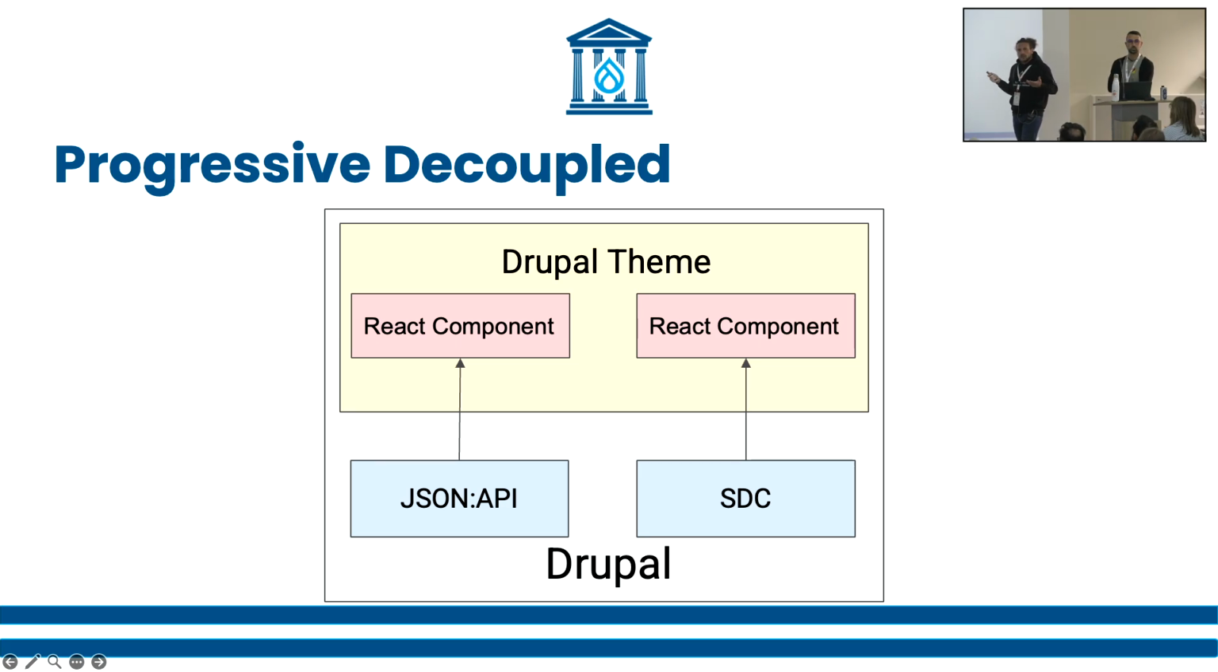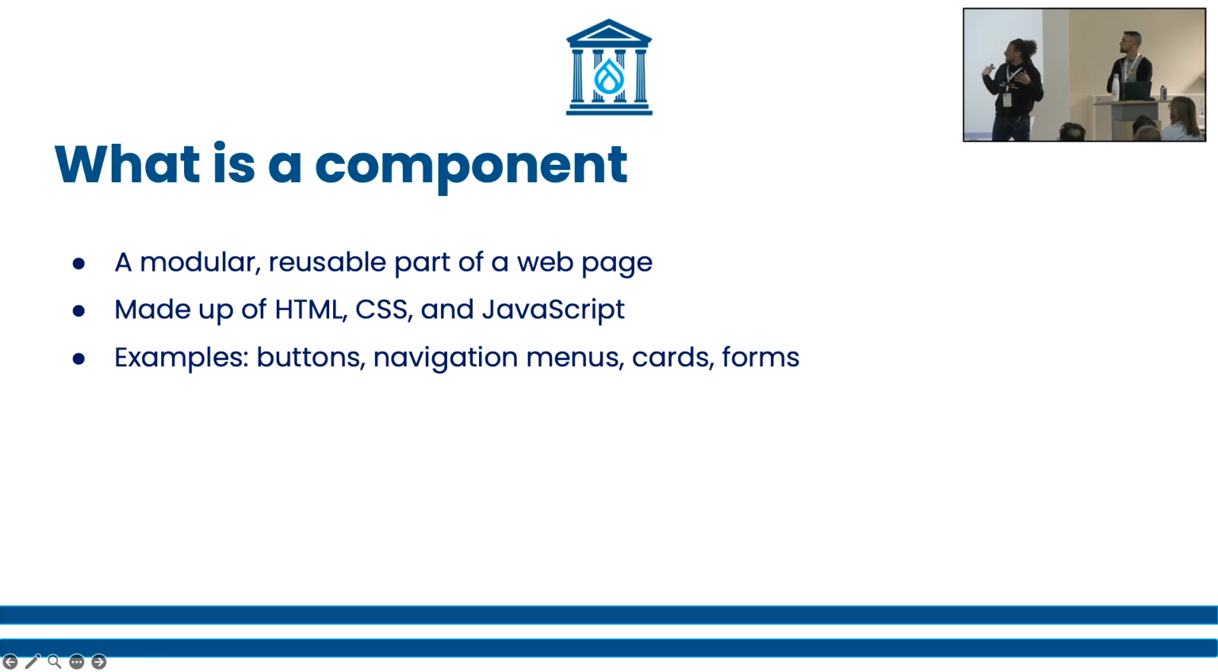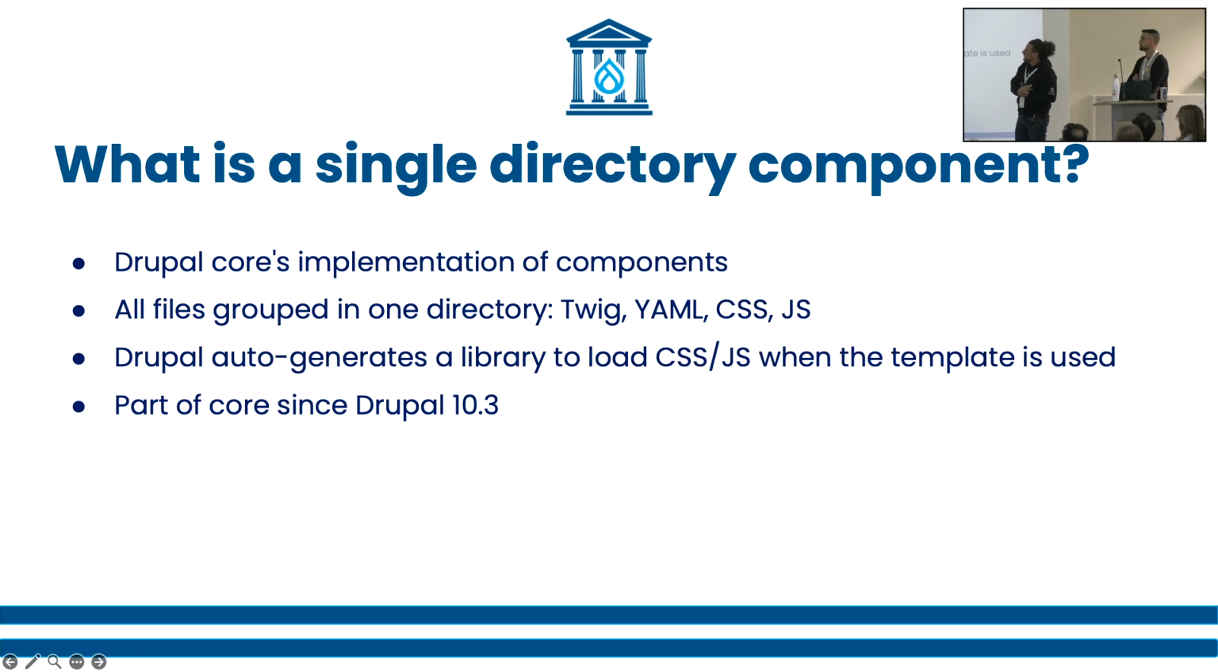A component is a simple concept: a modular, reusable part of a web page. It's made up of HTML, CSS, and JavaScript. Some examples are buttons, cards, forms, navigation menus, and so on. And the response from Drupal, on how to use components, is the single directory component. It is the Drupal core implementation of them.